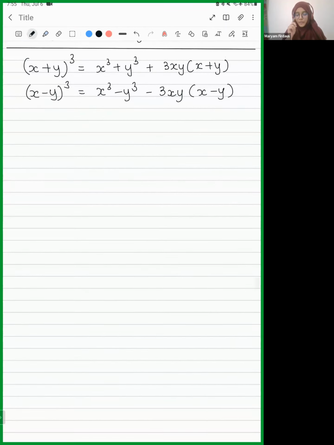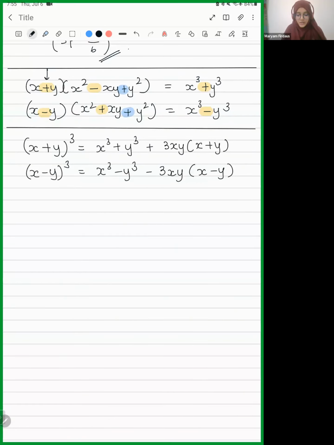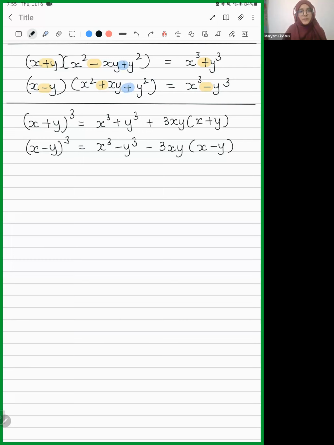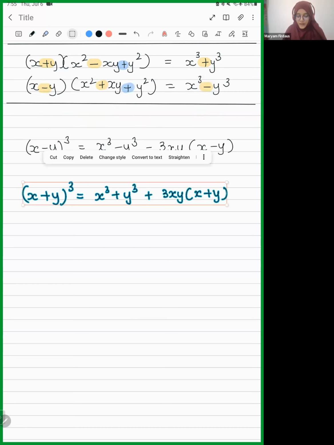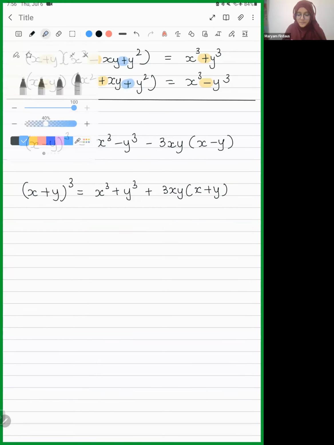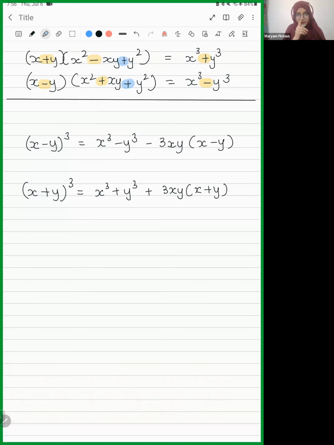Anyway, you were asking why these two signs are changing and this sign is not changing, right? Has anyone tried to figure it out yet? Zainuddin and Alina, anyone? No? Okay, let's do it. Let's take this one. Now, can you notice over here we have x cube plus y cube, and over here also we have x cube plus y cube. So let's take this whole term into the left hand side.